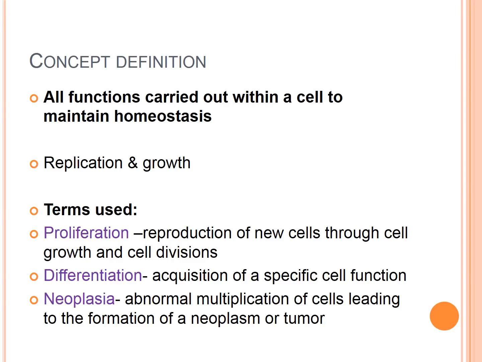This means that the cells are replicating. If you remember back from your biology courses, cells go through cell cycles like mitosis, meiosis, and differentiation. Some of these terms are listed down below that you should be familiar with. Proliferation means reproduction of new cells through cell growth and division. So that's basically multiplying.